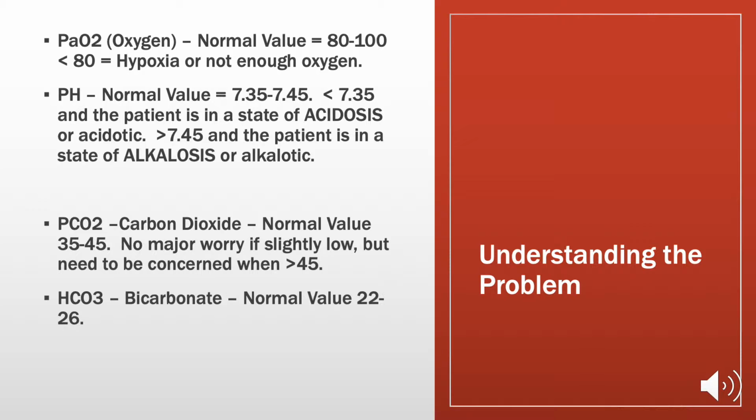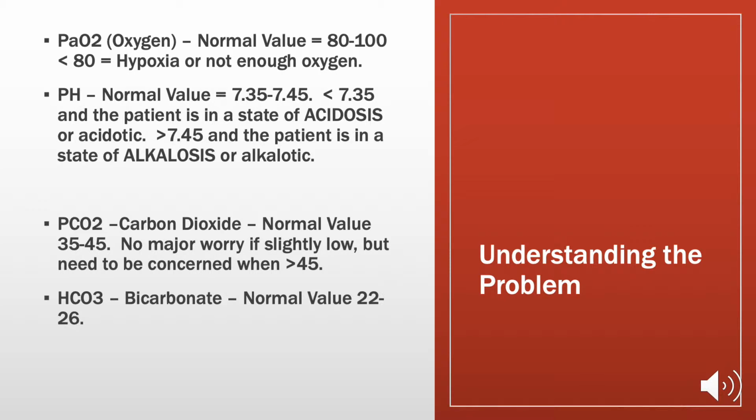Well, the pH is next, and that is 7.35 to 7.45. With a pH of less than 7.35, we would say that our patient is in a state of acidosis. And if the pH is greater than 7.45, we say that they're in a state of alkalosis, or they're alkalotic.